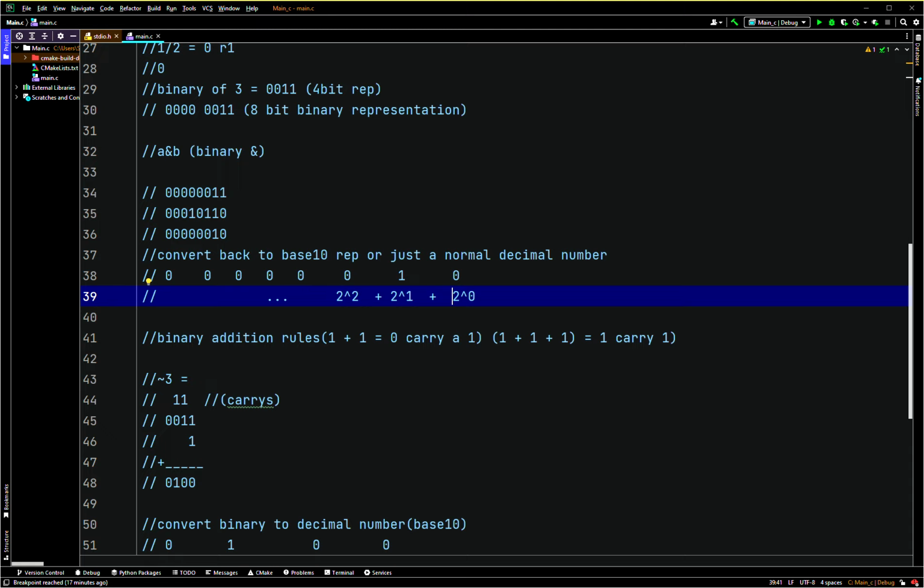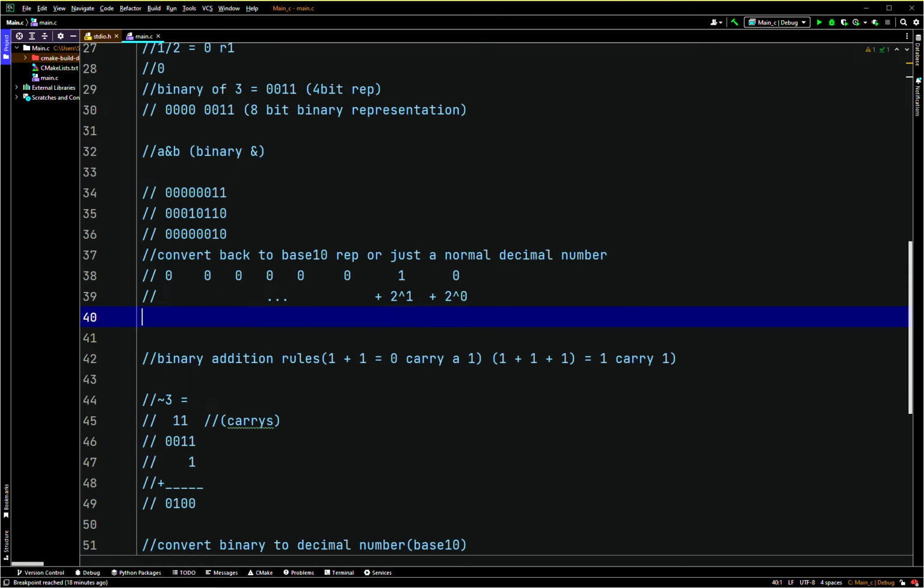Just remember, if there were ones here, we would go 2 to the power of 3, then here 2 to the power of 4, then plus 2 to the power of 5, then plus 2 to the power of 6, and then plus 2 to the power of 7. But here we just have a 0, so we really don't even need this one.